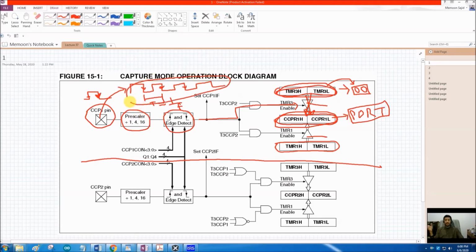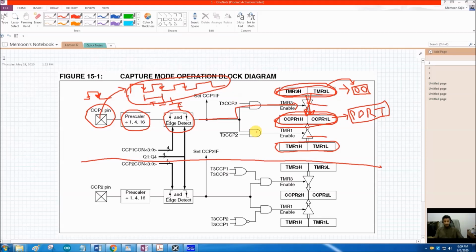Now calculating the frequency of an unknown waveform can be used in other applications as well. It can be used in communication modules. It can be used to find the RPM of a motor. We can build a very accurate tachometer using this application.